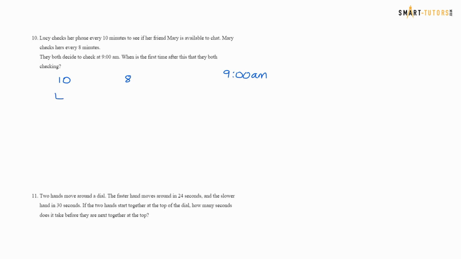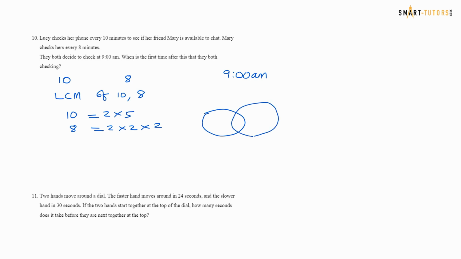So we need the lowest common multiple of 10 and 8. 10 is 2 times 5, and 8 is 2 times 2 times 2. Thinking about the Venn diagram method, only one 2 is in the common part, with 5 on one side and two 2s on the other. So the lowest common multiple is everything multiplied together: 5 times 2 times 2 times 2, which is 40. So 40 minutes is the answer, because the numbers are given in minutes.